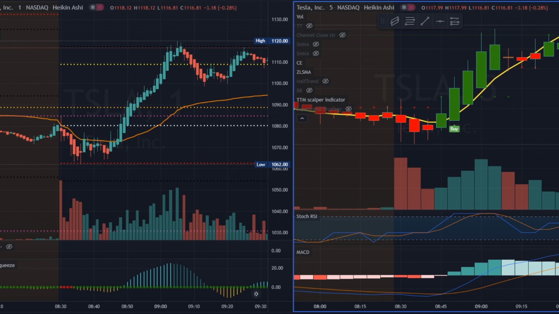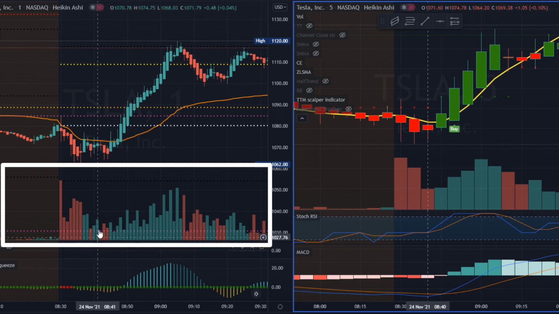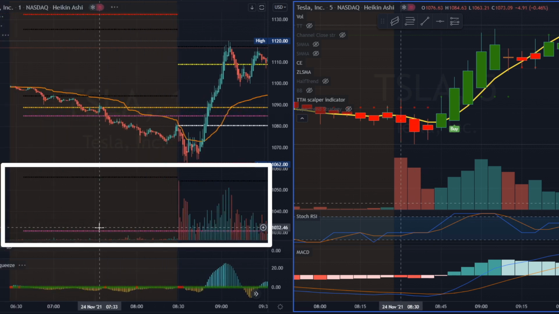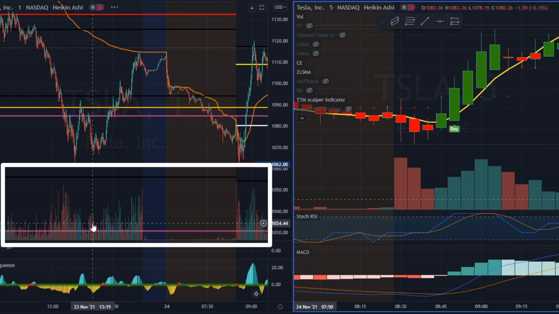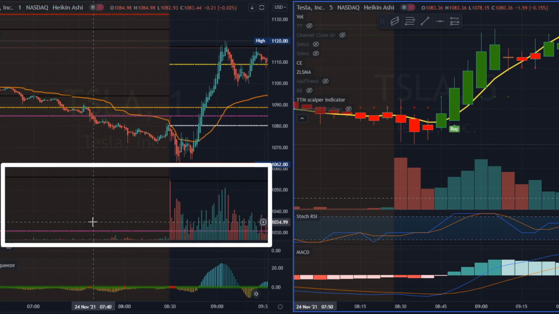So a few things. First, you want to trade a stock that has volume. That's the first thing, and more volume than average than it usually has, because you need that momentum, you need that movement. So looking at the bars and finding the average over time and just making sure that you're trading at a time that it has extra volume.